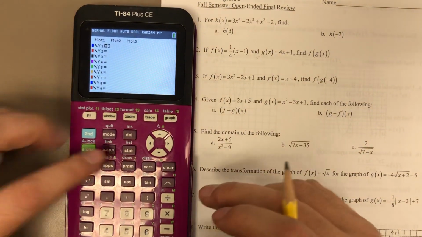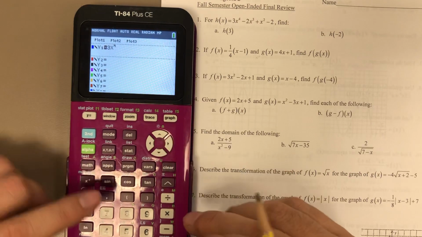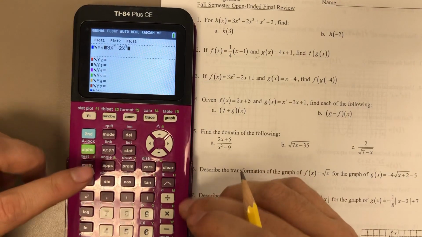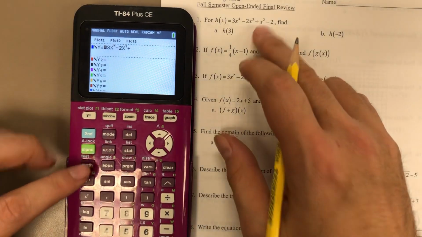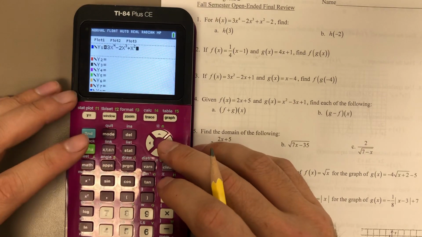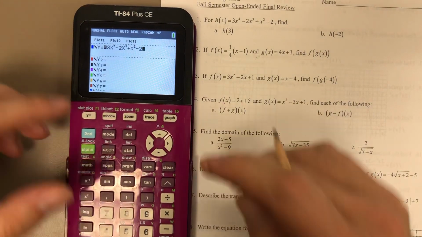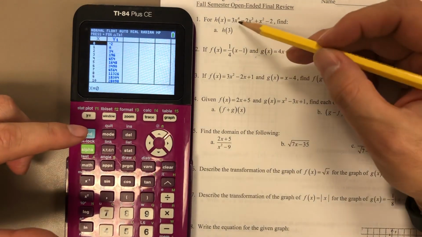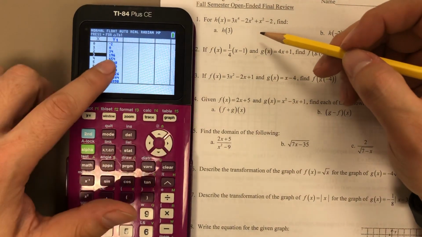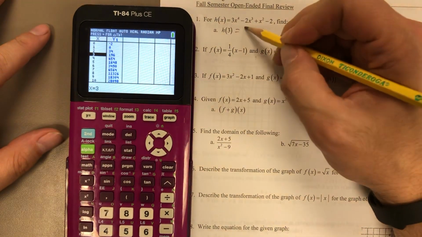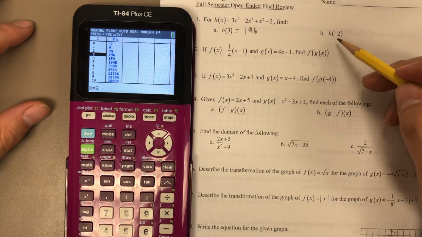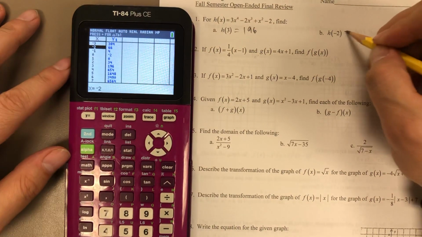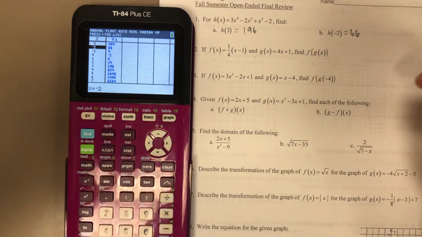So if I have 3x to the 4th power minus 2x to the 3rd power, plus x to the 2nd power, and then minus 2, if you just go to your table, you can find the values. So h of 3 is, if I plug in 3 for x, what do I get? Looks like the answer is going to be 196. Then if I need to find the answer for -2, I just scroll up to -2, and there it is, 66. So those are two quick ones.